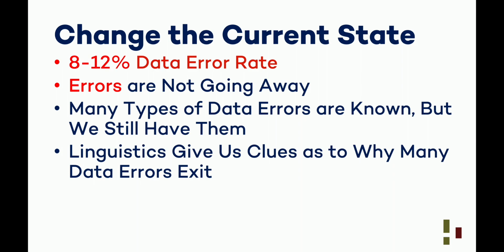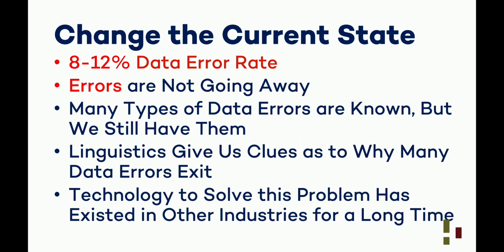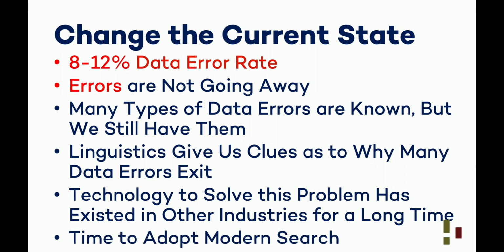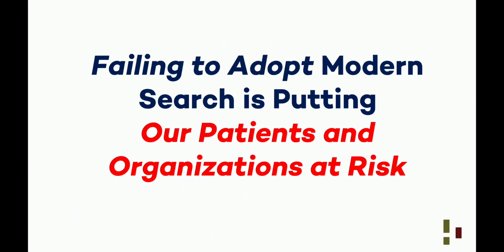We get clues from linguistics about some of the errors and how we might be able to battle them with technology and knowledge. But the most interesting thing to me is that the technology to solve this problem has existed in other industries for a long, long time. Since the 1990s, the dot-com days, when Google was first invented. Other industries have adopted the technology, and so should we. It's time for healthcare to leverage modern search to prevent duplicate records, to prevent overlay records. Failure to do so is putting our organizations and our hospitals at risk.